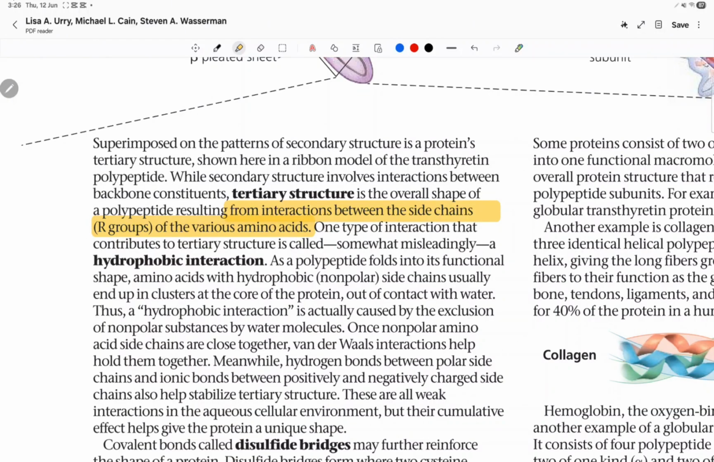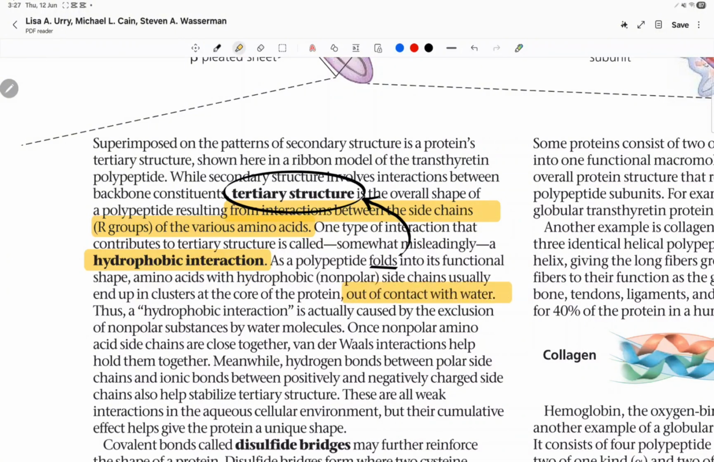So one interaction is called a hydrophobic interaction, which reminds me of van der Waals forces because it's between nonpolar side chains. When you mention this type of structure, you will also see the word folding a lot. Folding is only correlated with this type of structure. And if it's a hydrophobic interaction, that's there to save it from the water.